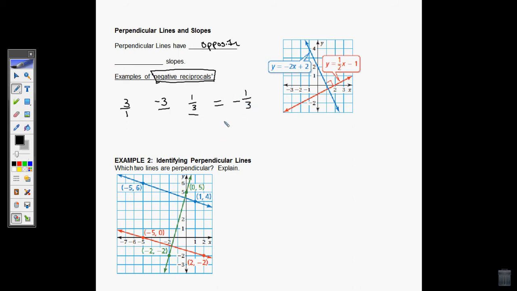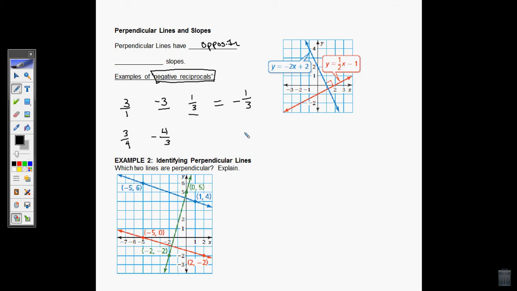Third. Let's try that again with something else, like 3/4. What is the negative reciprocal of 3/4? Well, the reciprocal is 4/3. The negative reciprocal would be negative 4/3.